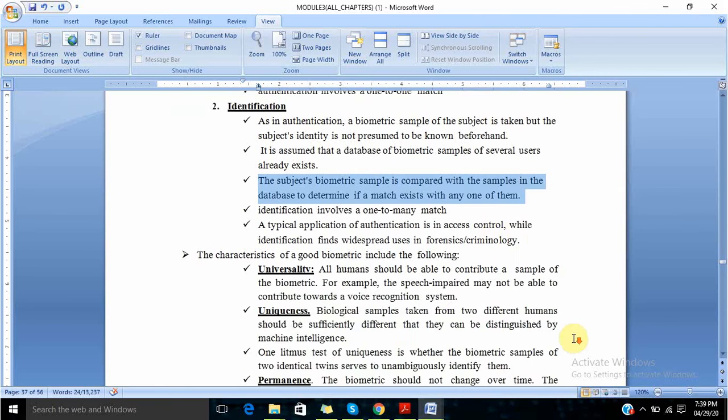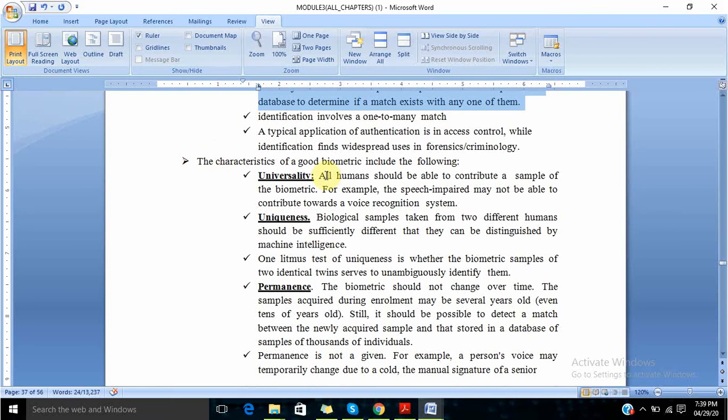So there are some characteristics of a good biometric. When do we call a biometric system a good one? It should possess three qualities: one is universality, another is uniqueness, and another is permanence. Let us understand these three.